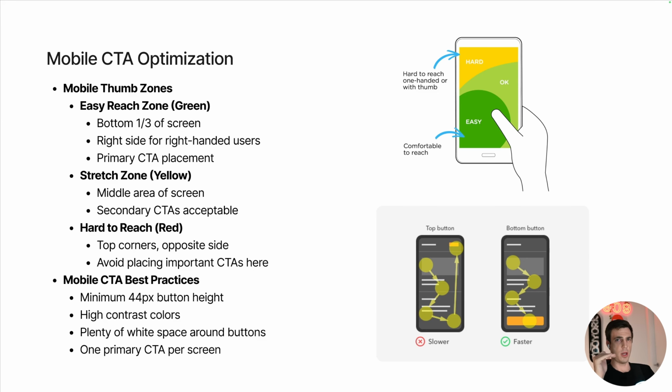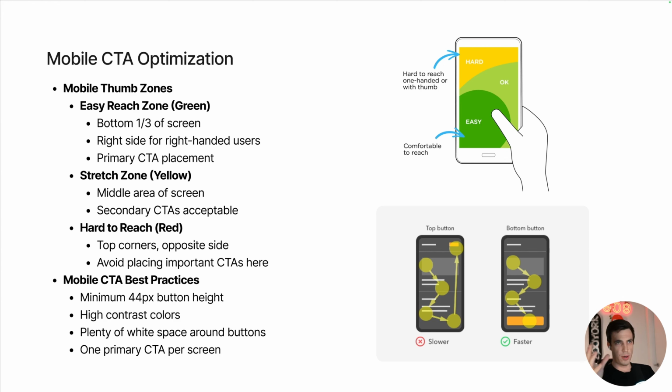So mobile call to action optimization, as you can see on the right, when you're holding your phone with your thumb, the easiest to reach areas are the bottom section. The trickier sections are as you get away from the bottom and closer to the top. It's harder to reach your thumb up there. But you want to have the easier to reach zones, which is the bottom third of the screen. That's where you want to be placing your call to action.